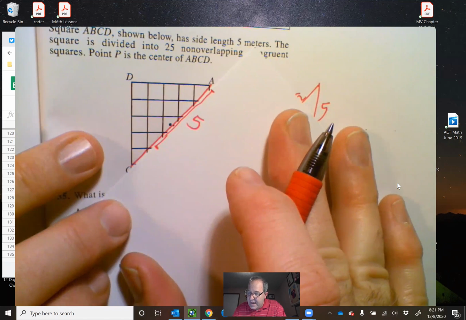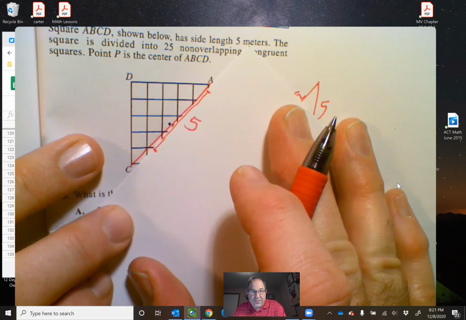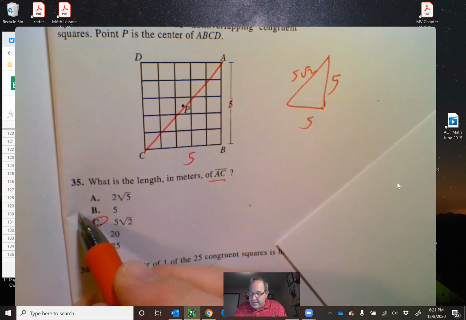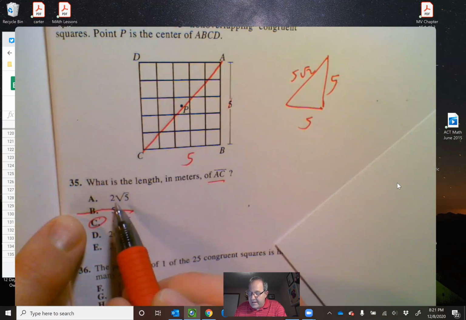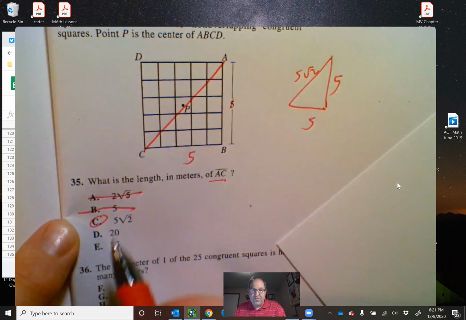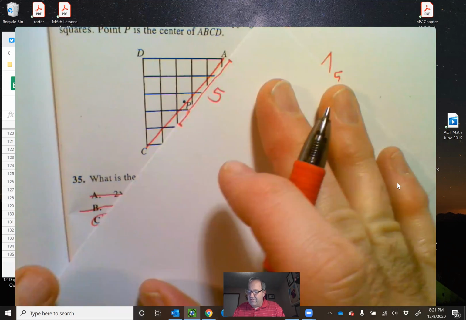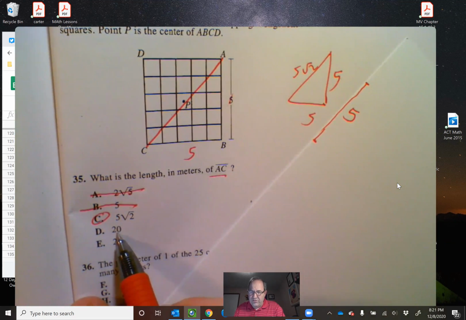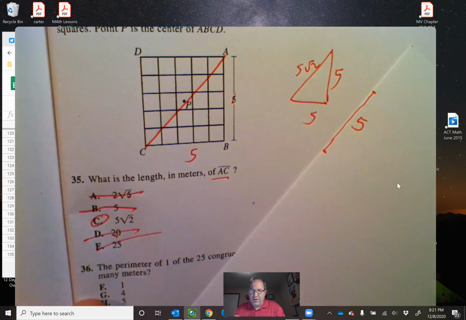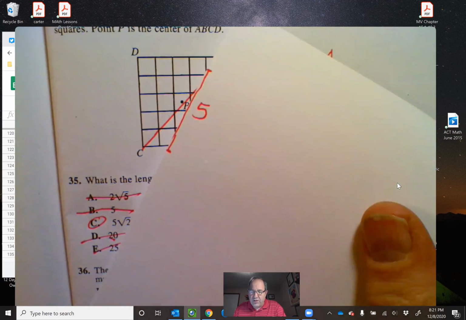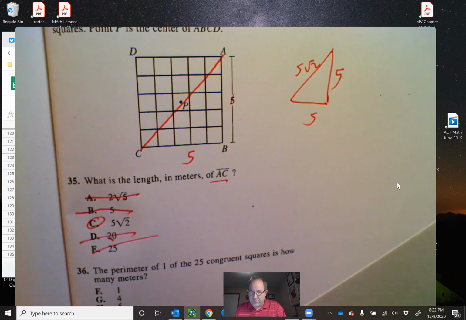Now notice that diagonal, it's more than 5, isn't it? It's longer than 5. Well, that means it can't be B. And if I use my calculator, 2 times the square root of 5 is not bigger than 5. Now, this distance is 5, right? I think that's way less than 20, don't you? And it's way less than 25. So use stuff as a ruler and it will help you get to the right answer.